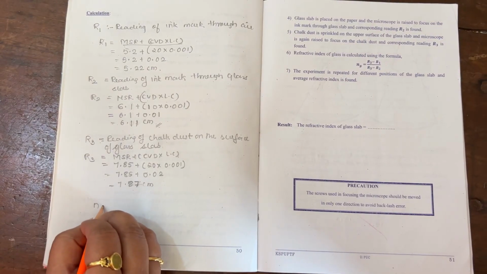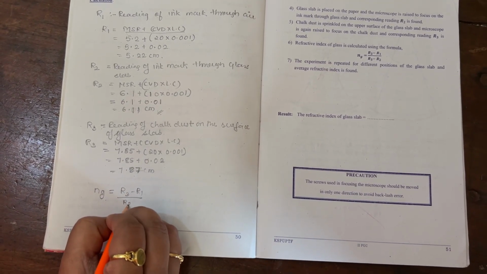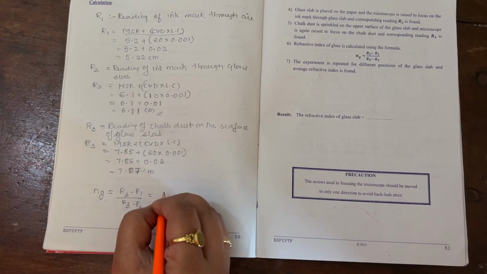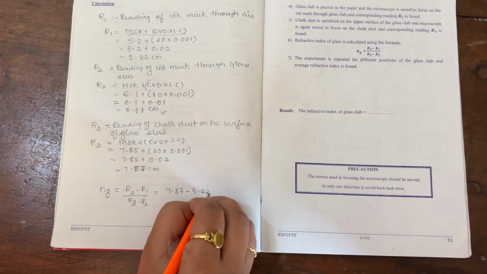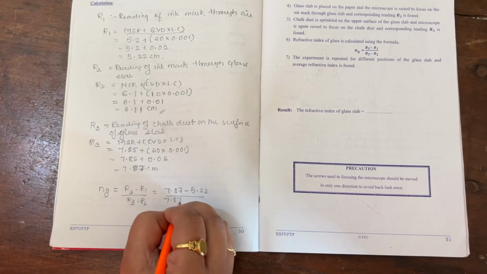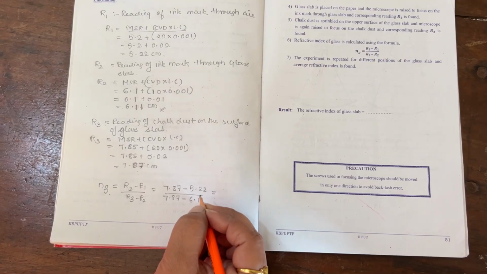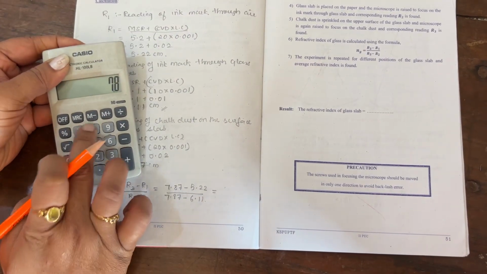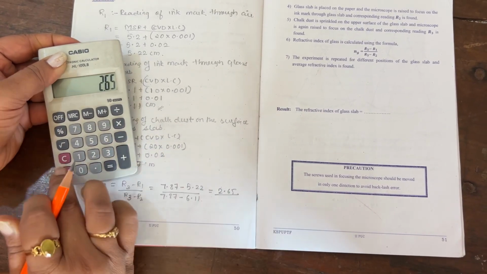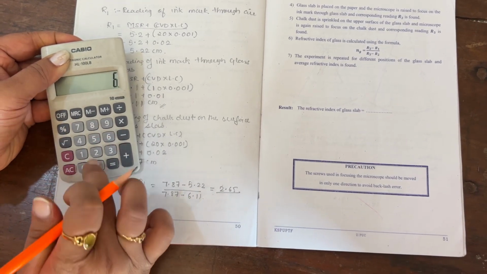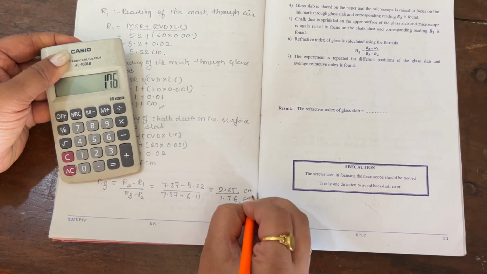Now students, you have to use the formula Ng is equal to R3 minus R1 by R3 minus R2, and you will substitute the values. R3 is 7.87, R1 is 5.22, and R2 is 6.11. Let us see the value that you will get. See here, 7.87 minus 5.22, the reading is 2.65, divided by 7.87 minus 6.11, you will be getting 1.76. As it is centimeter and centimeter, they will get cancelled.